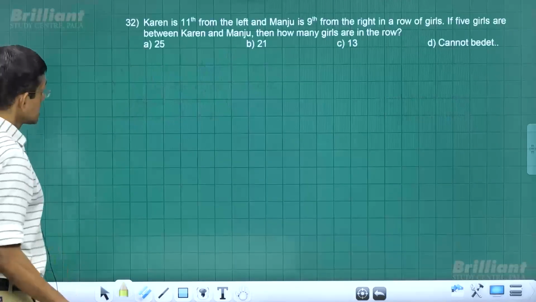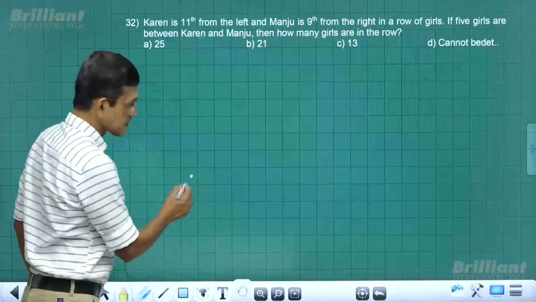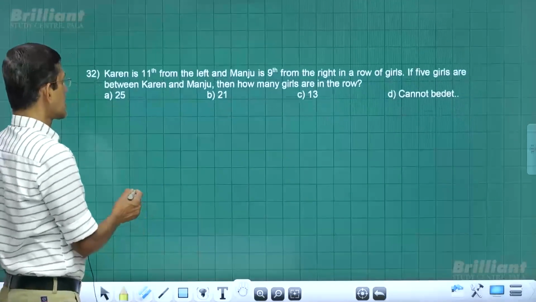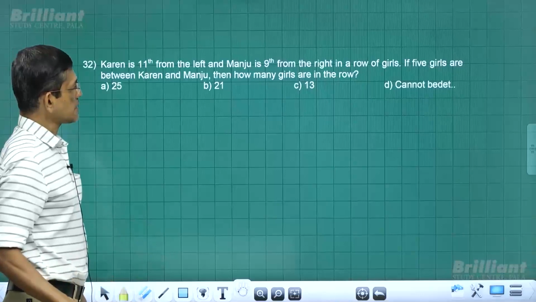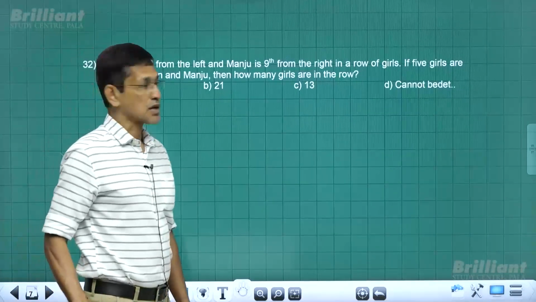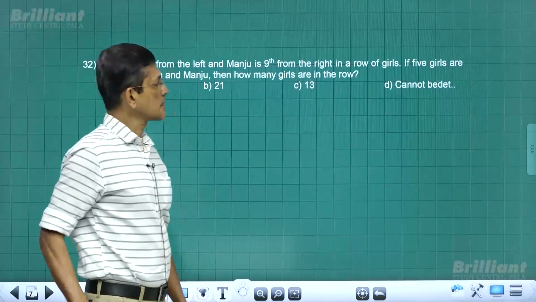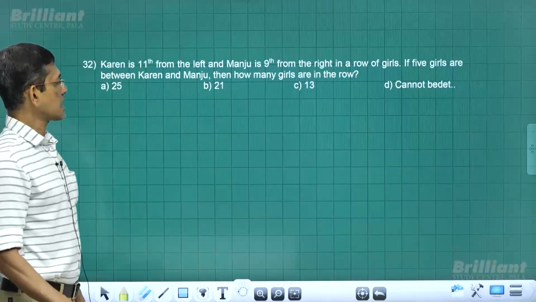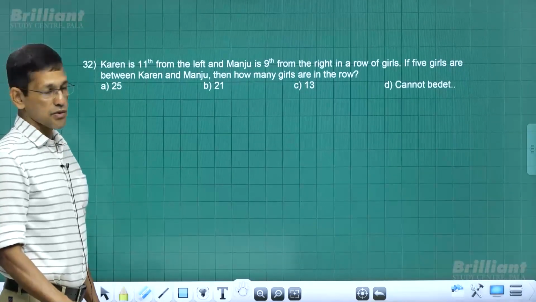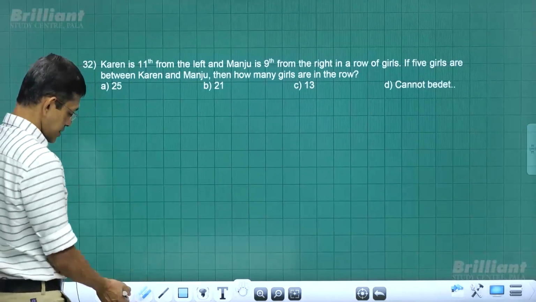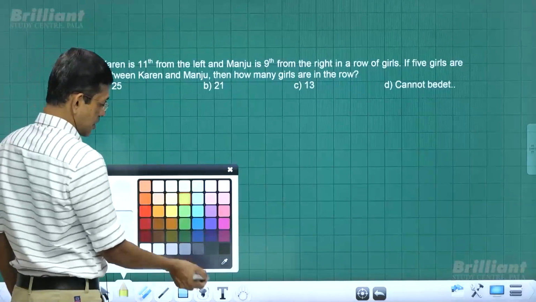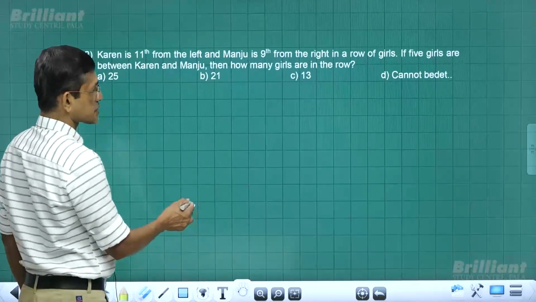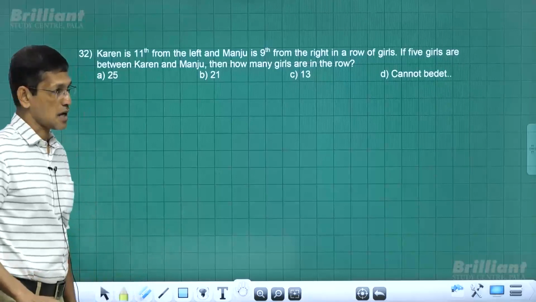Number 32. Karen is 11th from the left and Manchu is 9th from the right in a row of girls. If 5 girls are between Karen and Manchu, then how many girls are in the row? Let's try that question. This is a common type of question for every entrance exam.